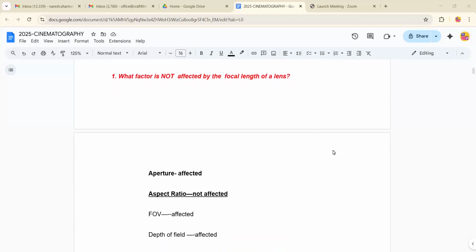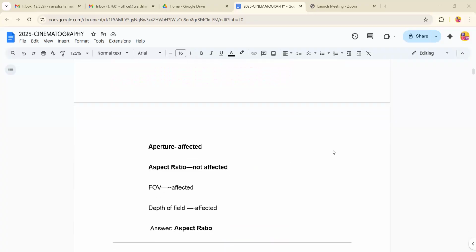Question number 1: what factor is not affected by the focal length of a lens? The correct answer is aspect ratio, because if I shoot with a 100 mm lens or a 50 mm lens, and my ratio is 1:33 on which I'm shooting, it does not affect.